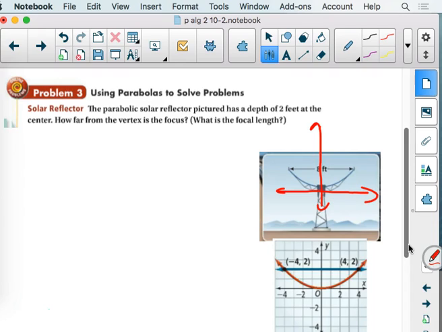So I look at this and I think, all right, they told me this depth right here is 2 feet. And since it's 8 feet all the way across, this must have been 4 feet. Well, if that's the case, I know a point that's on this parabola because I go 4 to the right and 2 up. This is 4, 2. And then I think, okay, this one opens up. So should I use x squared or should I use y squared? X squared.